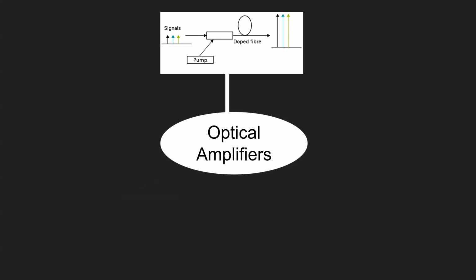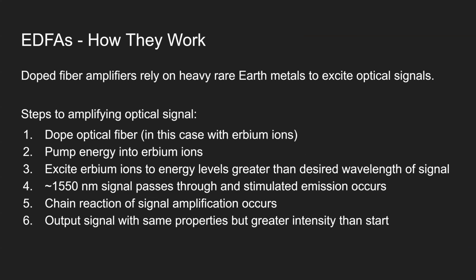But yes, focusing on this schematic of what happens, the signal initially comes in, some energy is pumped through this doped fiber, and then the signal comes out more amplified than it initially started with. So to get more into what that entails, doped fiber amplifiers rely on heavy rare earth metals to excite optical signals. In this case, I'm going to talk about EDFA. The E stands for this element called erbium. And they use erbium because it is best suited for minimum loss for silica-based optical fibers, which is the dominant base material for most optical fibers out there. And so that's why it's the most attractive.